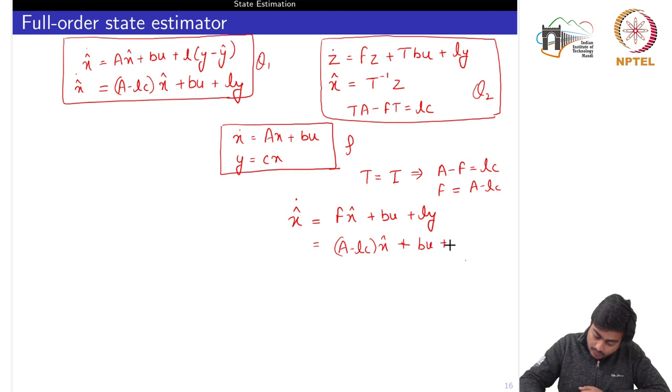plus B u plus L y. Okay, so basically both the observers are now the same. It's just the synthesis procedure of the F matrix and the other associated matrices in the two observer designs. Okay.